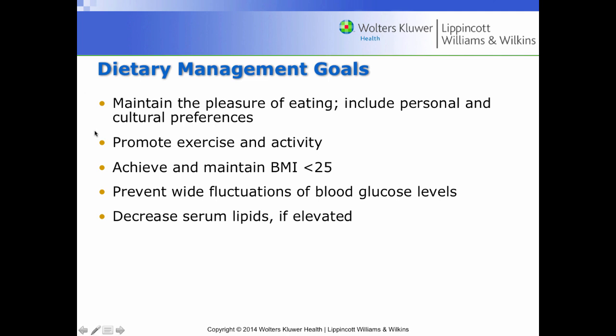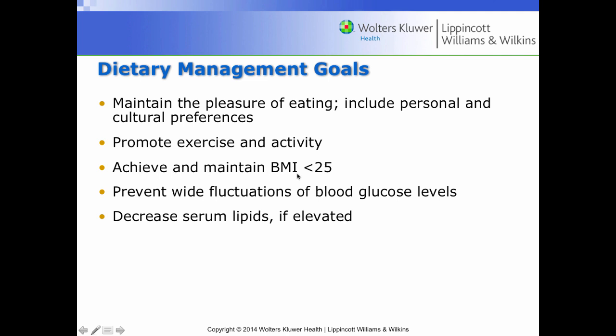Okay? Promoting exercise and activity is an incredibly important part of diabetes management. As we'll see in a little bit, exercise and activity can not only improve some of the risk factors in terms of promoting weight loss, but also improve the ability of your cells to take up glucose without the need for more insulin. So exercise is a really important part of diabetes management.